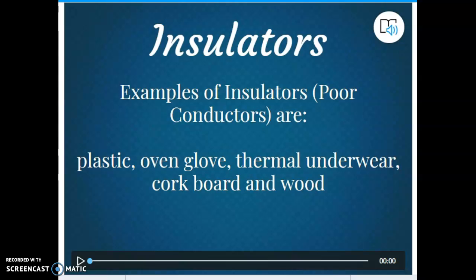So insulators are something that's very important. Now, there are some videos. I've got to check on this one. This one's not showing up for some reason. I've got to find out what's going on.